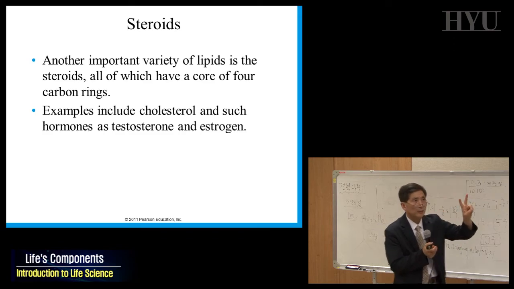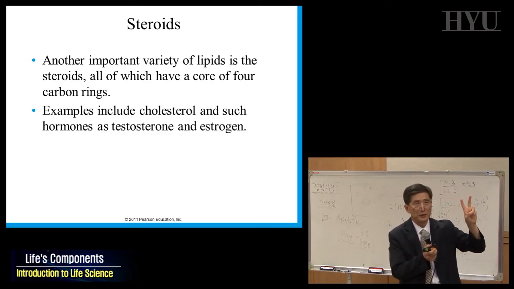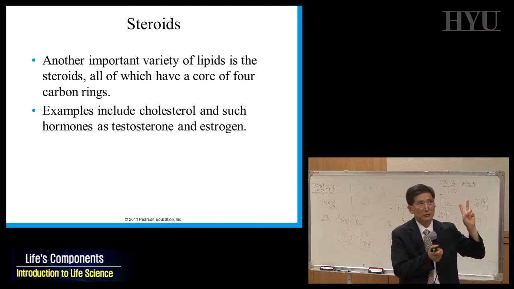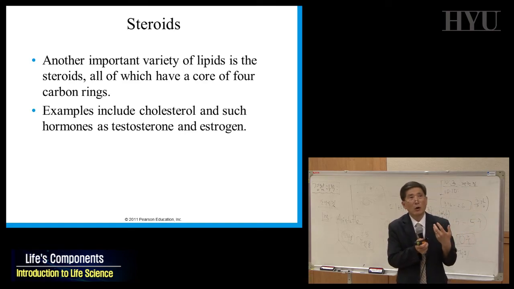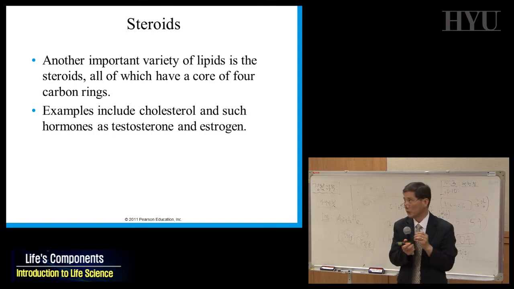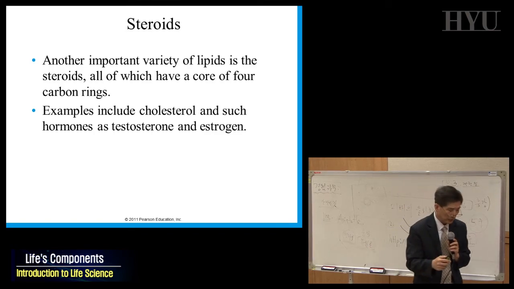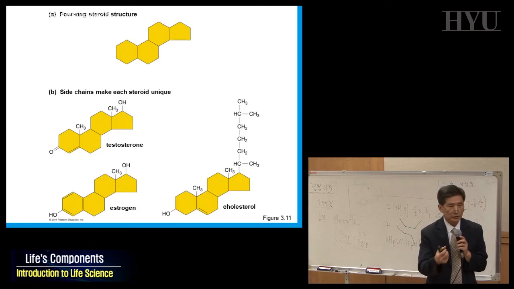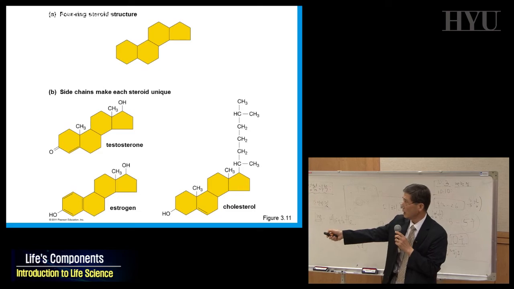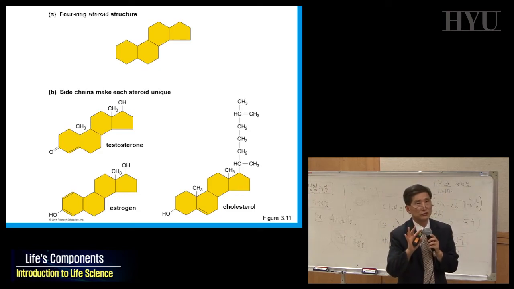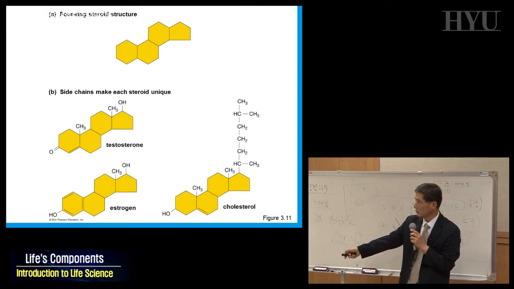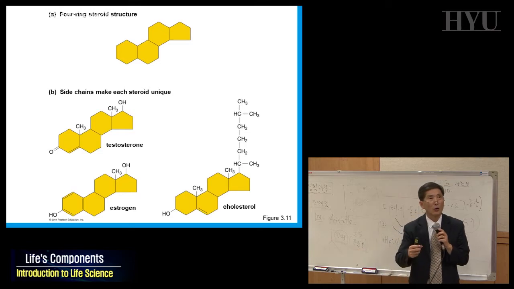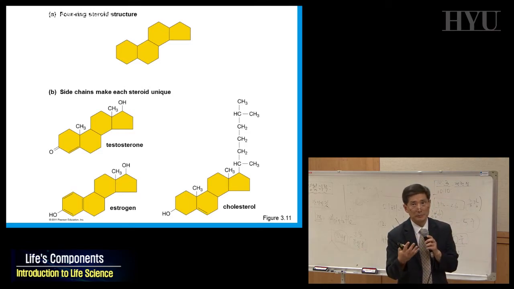Second type of lipid is called steroid. Sounds familiar, right? Some of the athletes used to take steroids to build up muscle, but it's also part of our hormones, steroid hormones. What is the characteristic of this steroid? They have a structural characteristic. They always have this 4 ring structure. Some of them, testosterone, estrogen, cholesterol, are all steroid type of lipid.